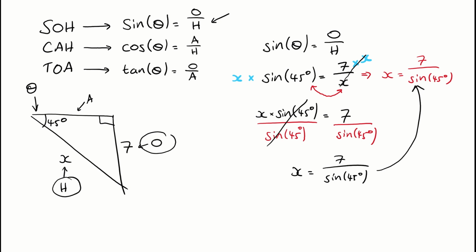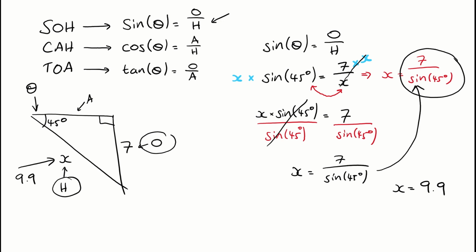So it does work. The little shortcut method does work, but that's algebraically why. From this point forward, you probably could just use the shortcut method. That would be fine. So if you put this into a calculator, you should get that x is about 9.9. So that tells us that this side length here is about 9.9 in length.